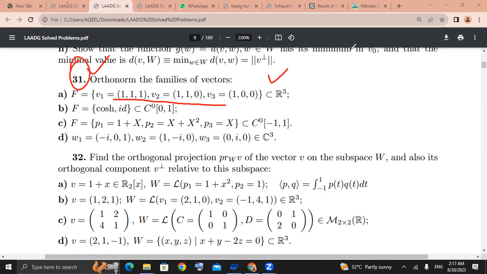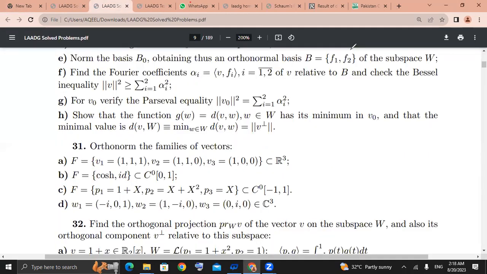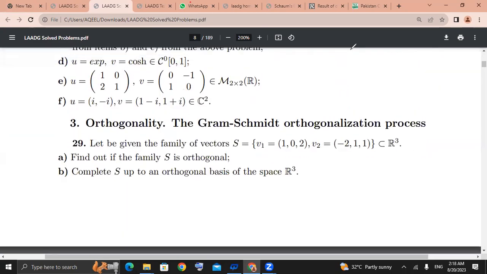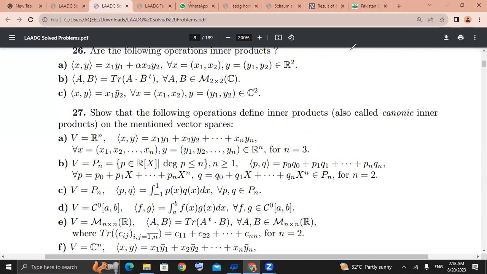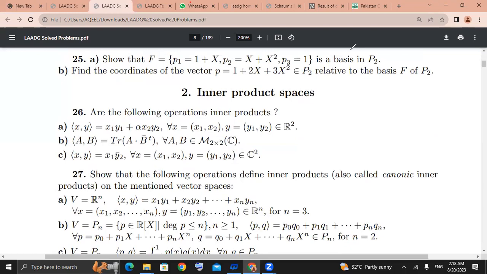To start the orthonormal basis, you need an idea of basis, an idea of orthogonal, an idea of inner product space, and an idea of when the vectors are orthogonal and when the vectors are orthonormal. This is a very complex thing. To start this, you need to know what an inner product space is and what the Gram-Schmidt orthogonalization process is. So we are going to start the questions from 26 onward.